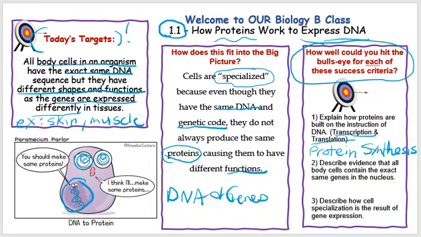The second success criteria is that we need to be able to describe evidence that all body cells contain the exact same genes in the nucleus. So all body cells of one individual are going to have the same genes on their DNA strands. So we're going to talk about the evidence for that. And then the third is to describe how cell specialization is the result of gene expression. By the end of this little video, you should be able to explain, describe, and give evidence for these 3 success criteria.